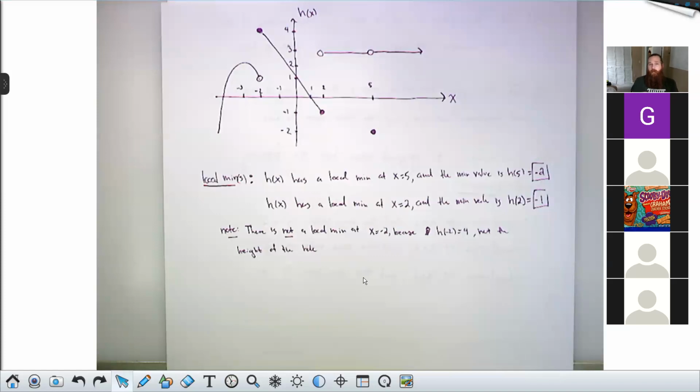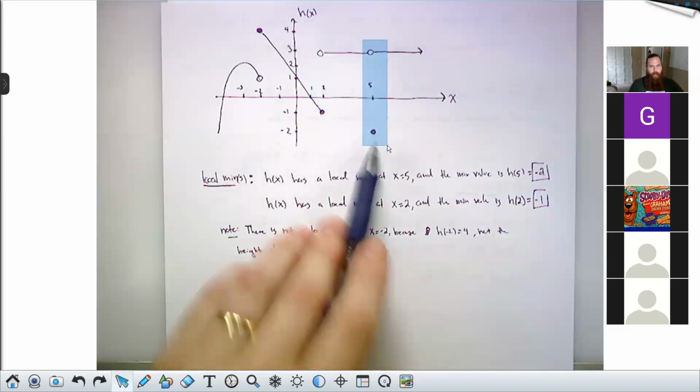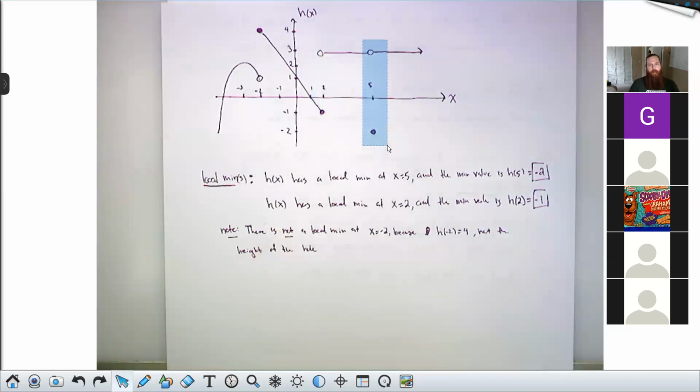Okay, so we have identified the local mins correctly. There's a local min here because that's the lowest point anywhere in this window that I can drag about to. And there's a local min over here because this is the lowest point anywhere in the window about 5. What about maxes?